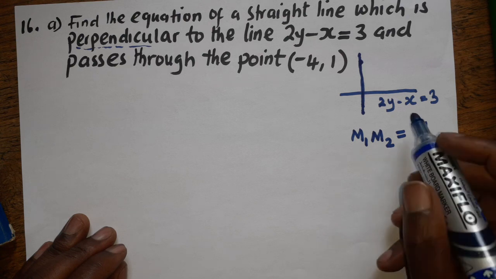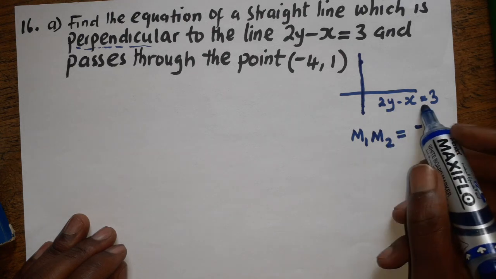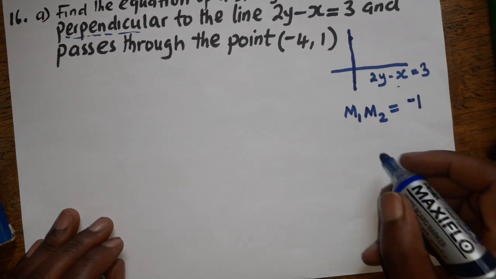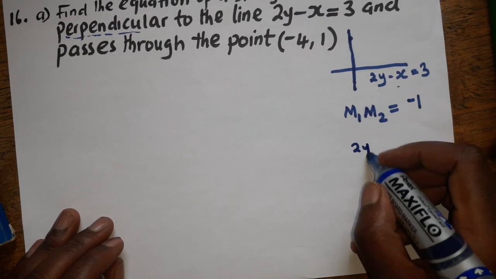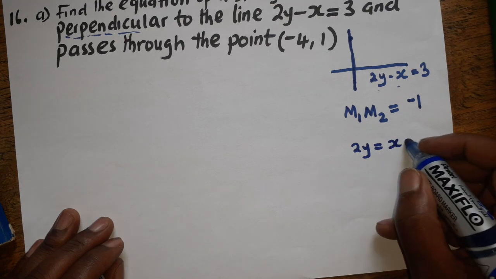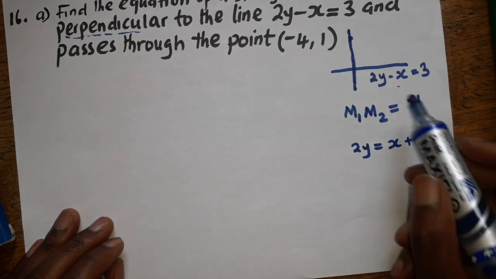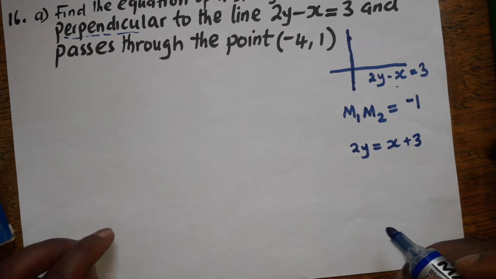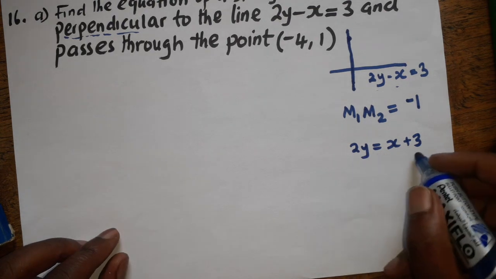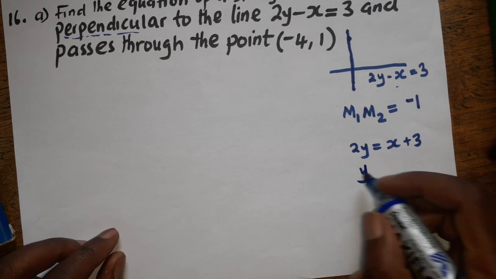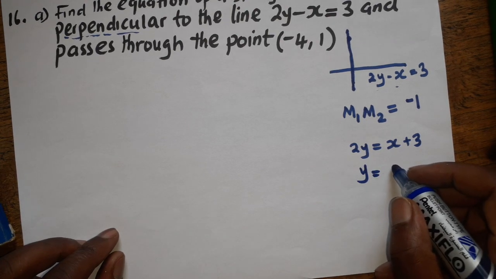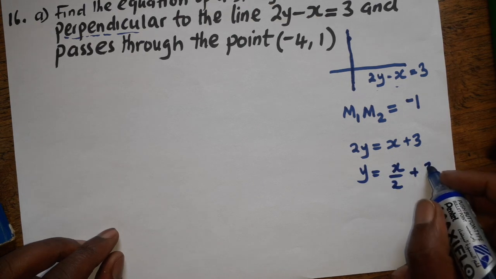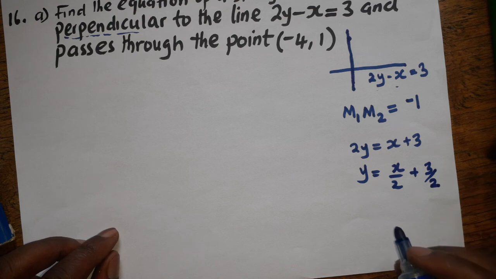So the first thing that we're supposed to do is to find the gradient of this line. How do we find the gradient of this line? So we need to make y the subject of the formula. So we have 2y is equals to x plus 3. We take x the other side. Now remember, we need to make y the subject of the formula. So we divide throughout by 2. So we have y is equals to x divided by 2 plus 3 divided by 2.